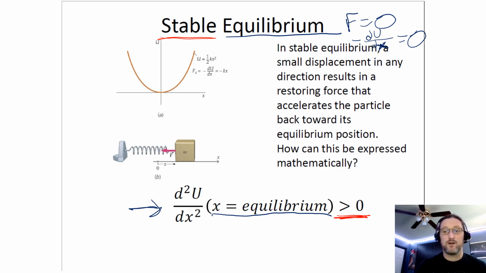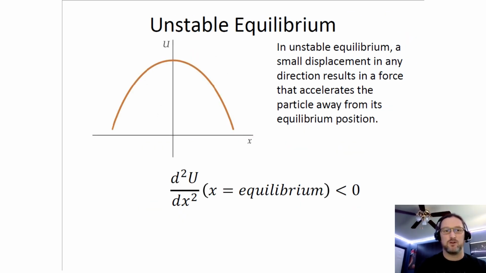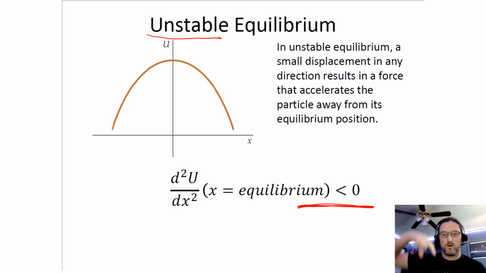There are also two other kinds. Of course, we know there would be maximums, right? Maximums correspond with unstable equilibriums. If it's unstable, that second derivative evaluated at the equilibrium point will be less than 0, or a downward curvature, right? We're evaluating these curvatures.